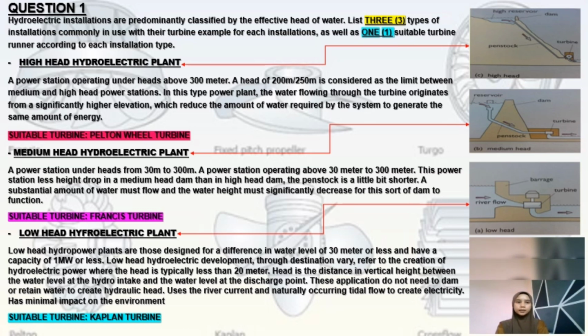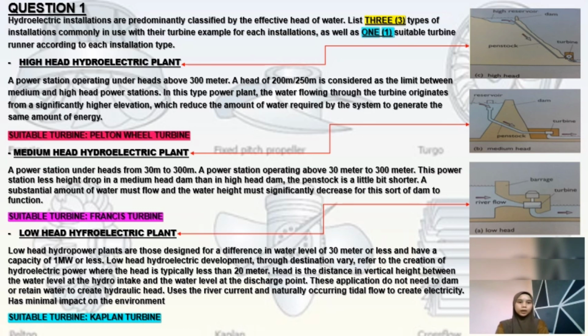Okay, second, medium head hydroelectric plant. Power stations operating at 30 meters to 300 meters. The power station has less height drop in a medium head dam than in a high head dam. The penstock is a little bit shorter. A substantial amount of water must flow and the water height must significantly increase for the turbine to function. Okay, suitable turbine: Francis turbine.